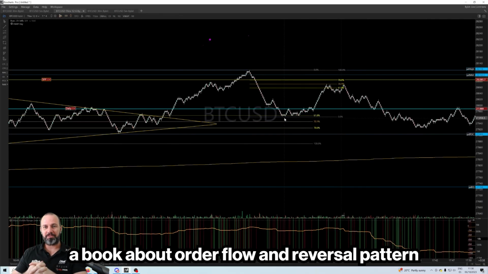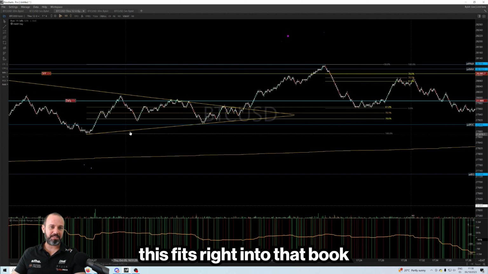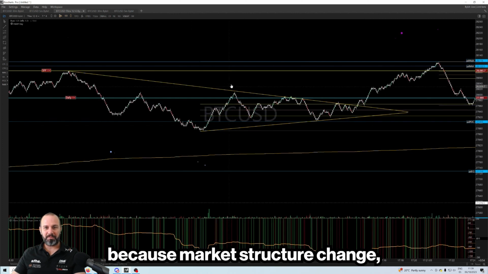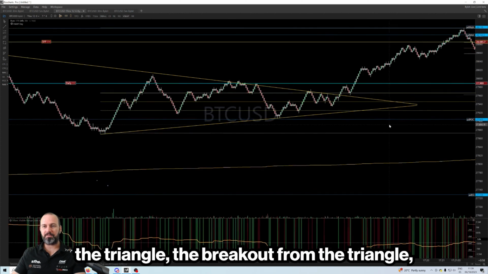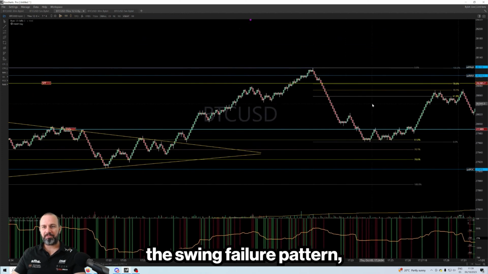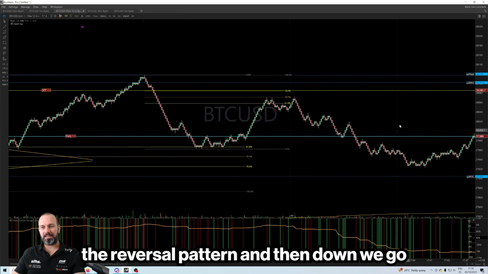If one day there will be a book about order flow and the reversal pattern, this fits right into that book, because of the market structure change, the fail to make a new lower low, the triangle, the breakout from the triangle, the swing failure pattern, the reversal pattern, and then down we go.